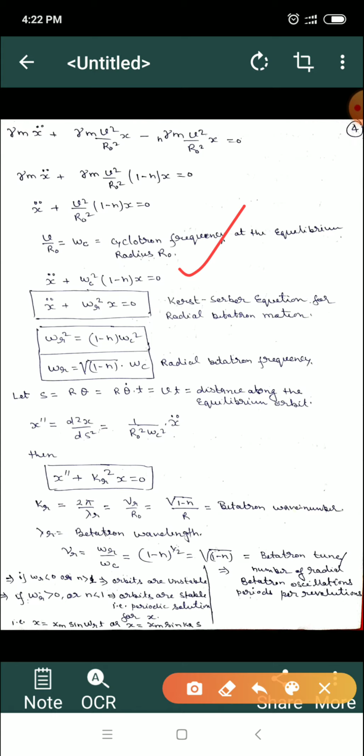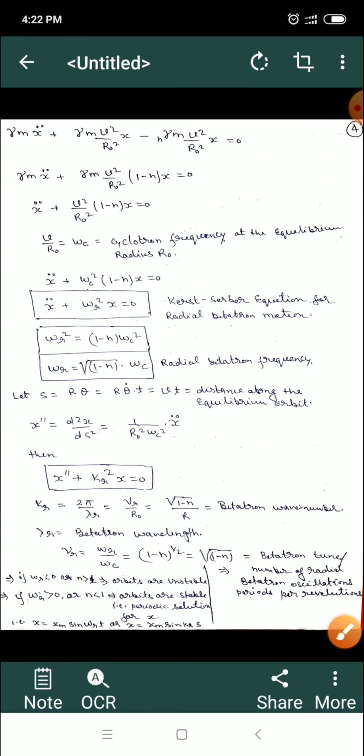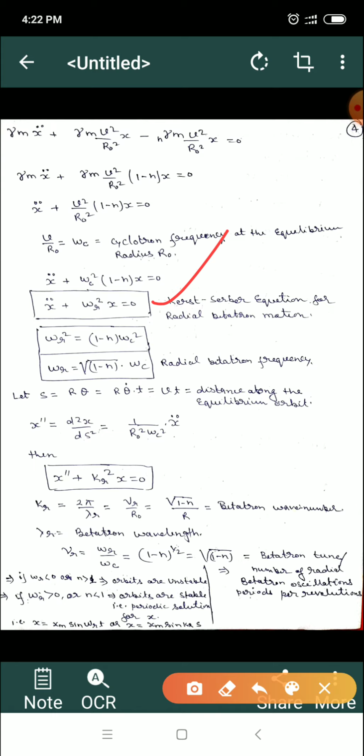So we will write d square x upon ds square, which is 1 upon r0 square omega c square into x double dot. When we convert, we can find x double dot, which will be equal to r0 square omega c square into x double prime. So if we convert, the Kerst-Serber equation becomes x double prime plus kr square into x is equal to 0. This equation is also known as the Kerst-Serber equation for radial Betatron motion.